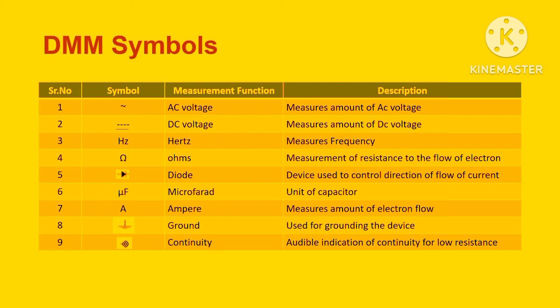Then next, the last symbol indicates the continuity. It gives an audible indication of continuity for low resistance. These are the commonly available symbols on each digital multimeter. Now some multimeters also have temperature. If we are going to measure the temperature, it indicates degree Celsius, which is the unit.